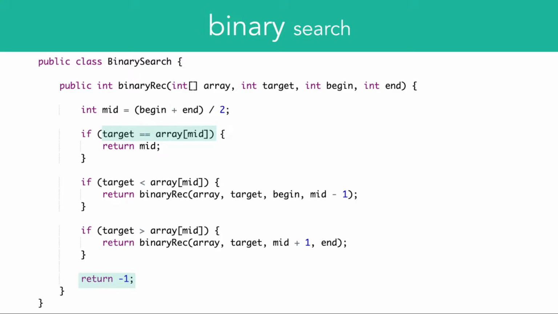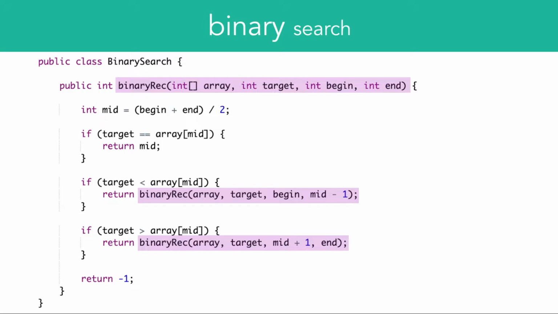Here are your base cases. When do you think return -1 would occur? When the target is not found, -1 is returned. Here are your recursive calls.